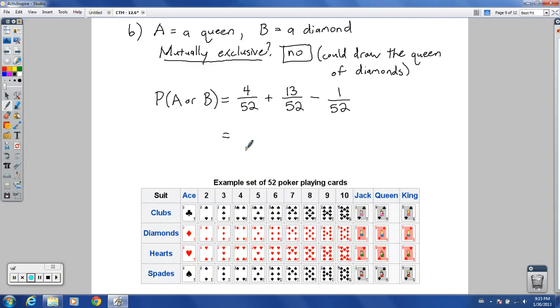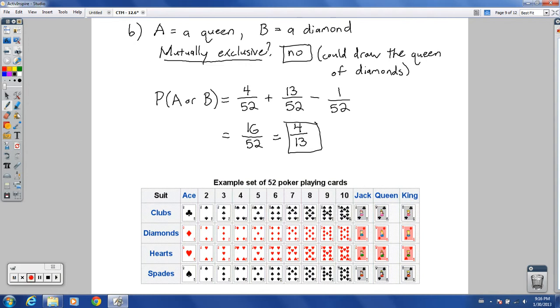Now if we put all these together, it's going to be something out of 52. You have 4 plus 13 is 17, and 17 minus 1 is 16. This can be reduced. You can divide by 4, the biggest number that goes into both of those. It will go into 16 4 times, and 4 will go into 52 13 times. This is your final answer.